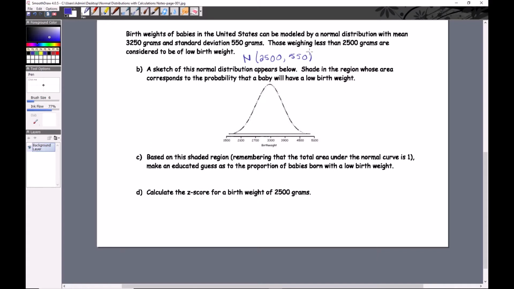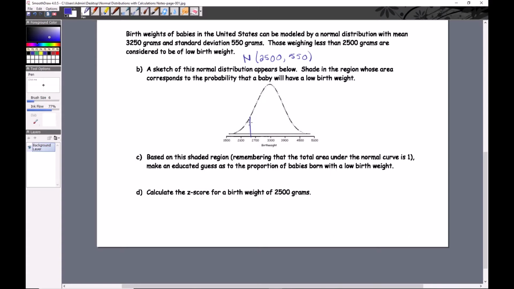They're giving us a sketch of this normal distribution. It is not in z values. You can see that those are in the regular metric of the grams. And so we're just going to work off of this, but in order to cut it up, we're going to have to convert to z-scores. So it says up here that babies weighing less than 2,500 grams are considered to be of low birth weight. So that much or less is a low birth weight baby. So they want us to shade that region. All right. So I'm guessing that 2,500 is somewhere like, I don't know, maybe about here.